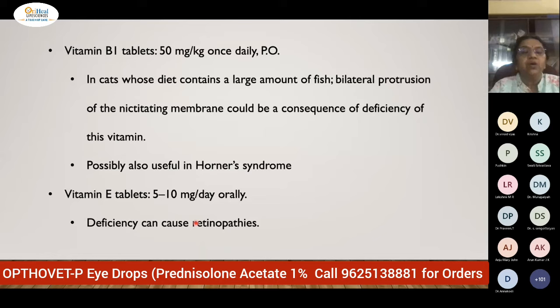Nowadays you have a combination of all these vitamins in a single tablet, with zinc and other important minerals required for the health of the retina.